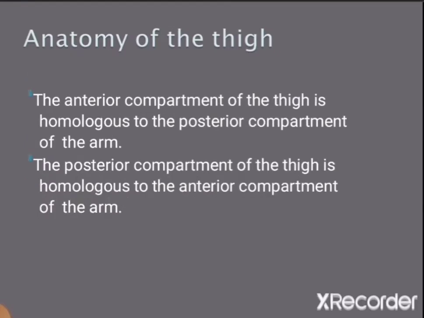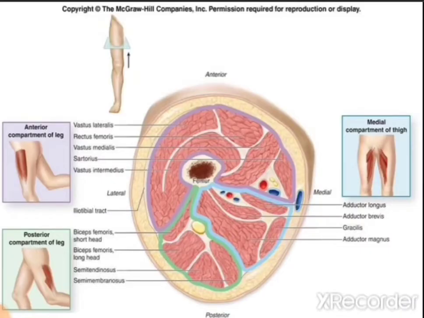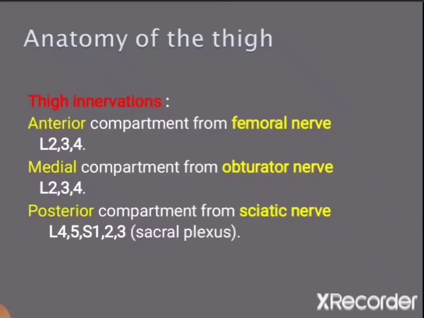The anterior compartment of the thigh is homologous to the posterior compartment of the arm, and the posterior compartment of the thigh is homologous to the anterior compartment of the arm. Here we can again see the compartments of the thigh. These compartments are due to the intermuscular septum, which is a modification of the deep fascia.